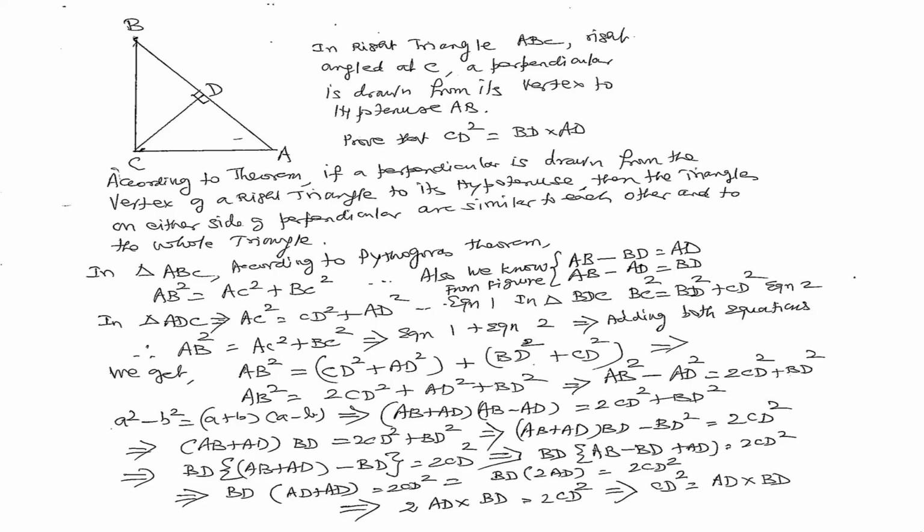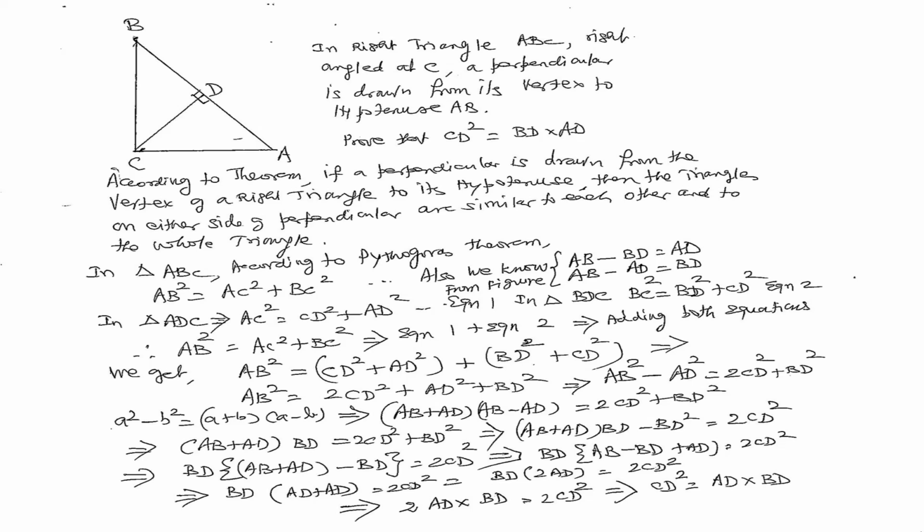In the next theorem, if a perpendicular is drawn from the vertex of a right angle triangle to its hypotenuse, then the triangles on either side of the perpendicular are similar to each other and to the whole triangle. In the picture you see ABC is a right angle triangle, right angled at C. A perpendicular is drawn from its vertex C perpendicular to the hypotenuse AB. We have to prove that CD squared is equal to BD into AD.